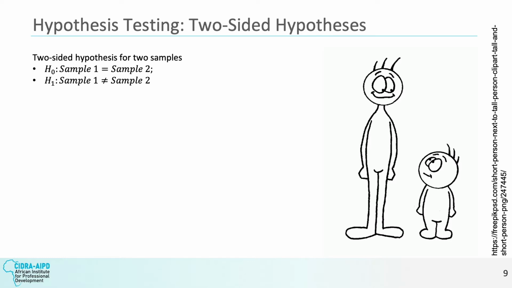With a two-sided hypothesis, we test if one sample is not equal to the other. Our null hypothesis is that the two samples are from the same population, so the observed statistic will be the same. Our alternative hypothesis is that the two samples are from different populations, so they will have different observed statistics.